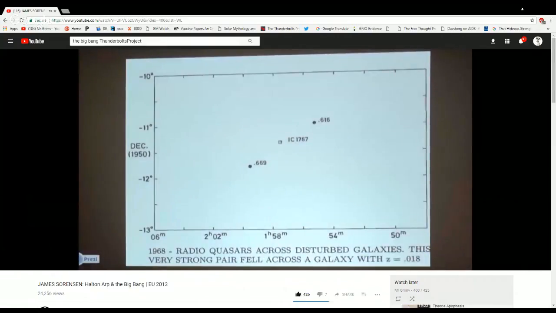Here's an example. This is IC 1767. It's called a Seyfert galaxy. A Seyfert galaxy is known to emit lots of X-rays and radio waves. And they found these two quasars right next to it.